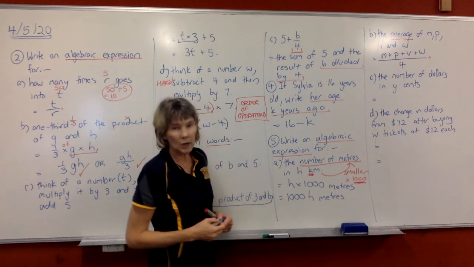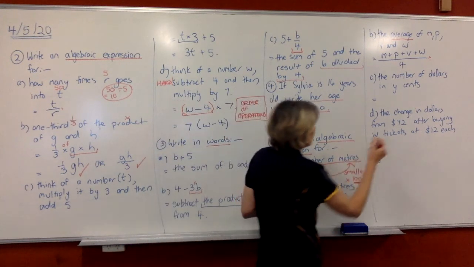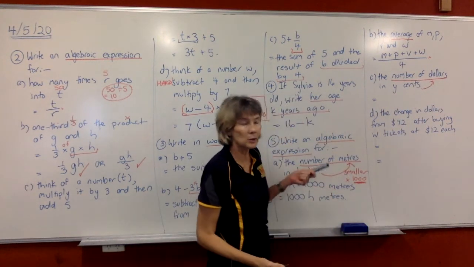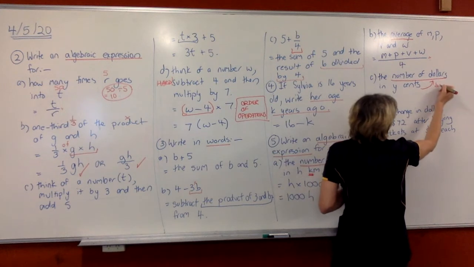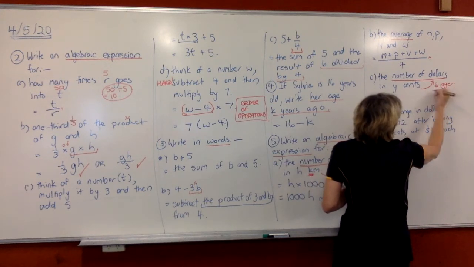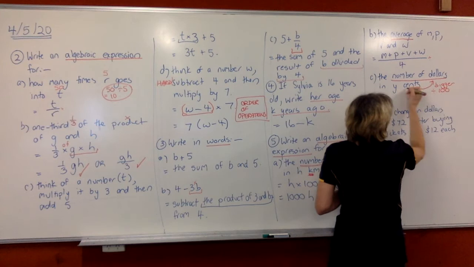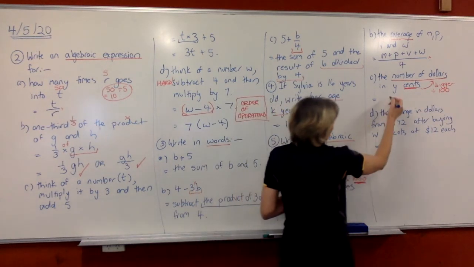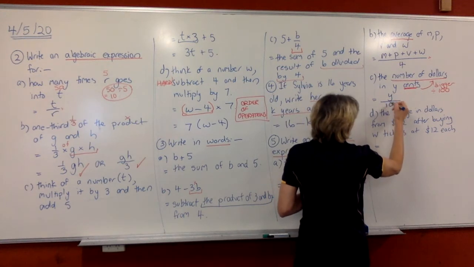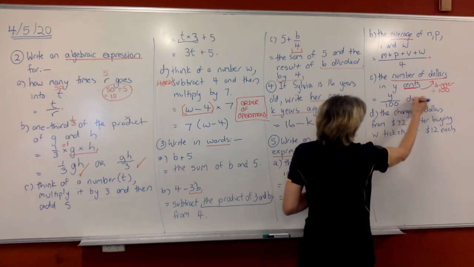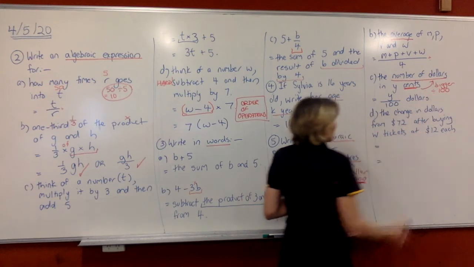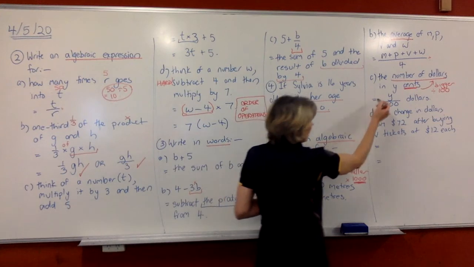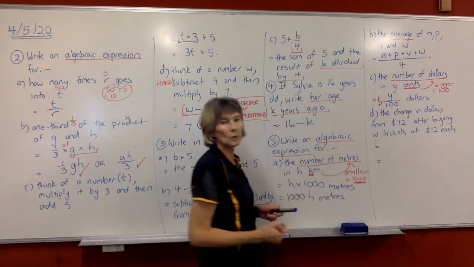The number of dollars in Y cents. The number of dollars. So we're going from cents to dollars. We're going to a bigger unit. So we divide by 100 because there's 100 cents in a dollar. So we start with the Y, divide by 100 and write it as a fraction. You can write dollars on the end because that's what we wanted to find, the number of dollars. Or if you wanted to, you could write the dollar sign in front, the way it normally gets written.